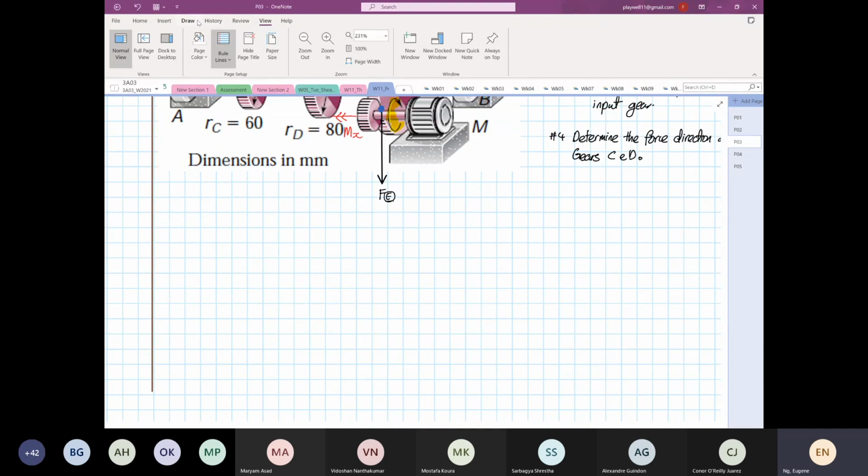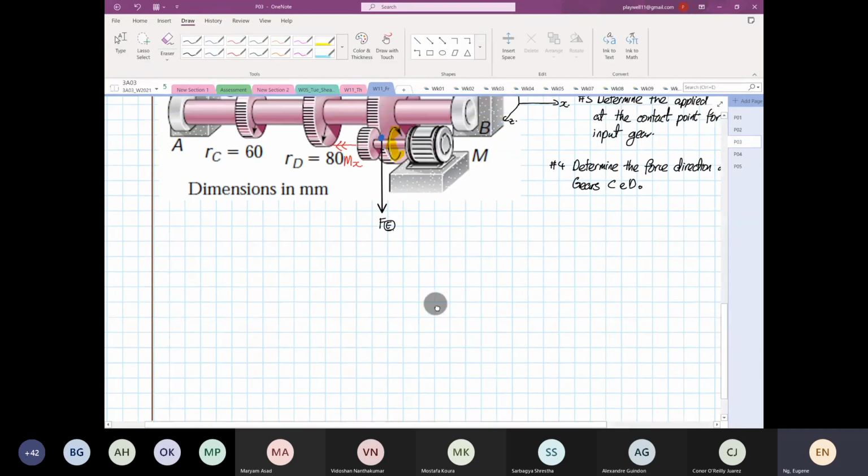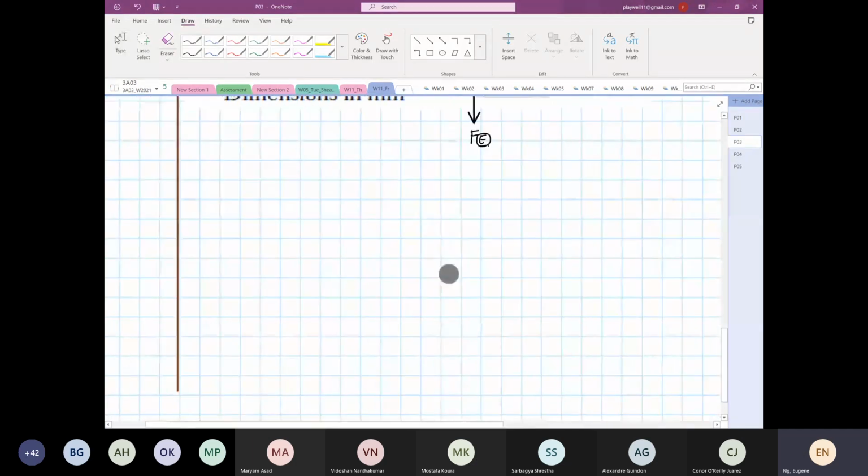Okay, so we are now going to view from the Y and Z.